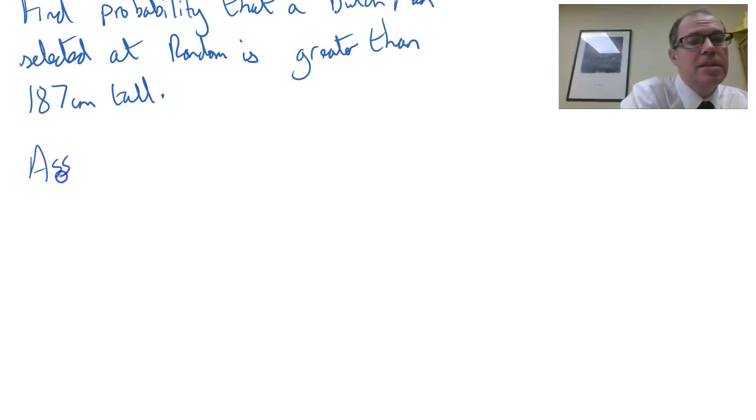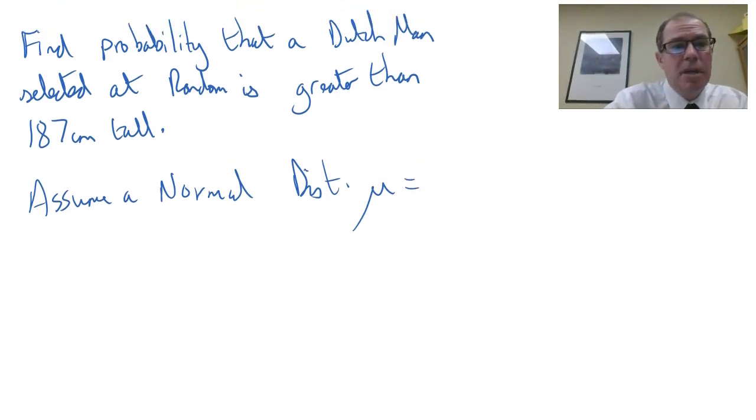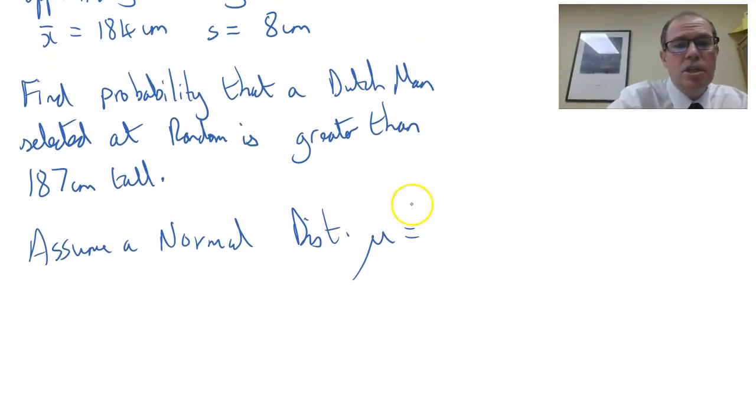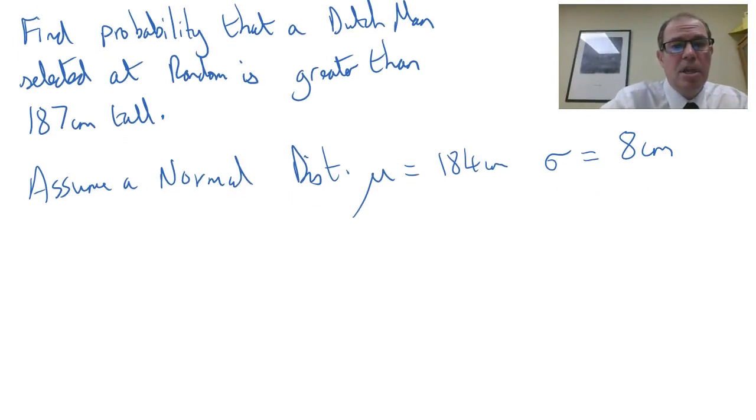You can either write this in words, assume a normal distribution, because we've been told it's normally distributed, such that we're going to use the x bar as an estimate for the actual population mean, 184 centimeters, and for sigma, we're going to use the S, the sample standard deviation, as an estimate for the population parameter, sigma, the standard deviation of the population.